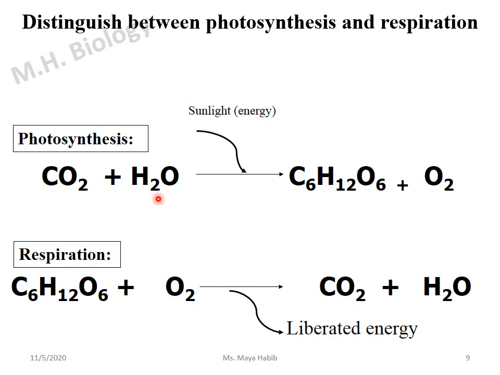So based on what we have learned, the overall chemical equation for photosynthesis would be carbon dioxide plus water, in the presence of light, gives glucose and oxygen. The overall chemical equation for respiration would be glucose plus oxygen gives carbon dioxide and water vapor, and this process liberates energy to be used by the cells.